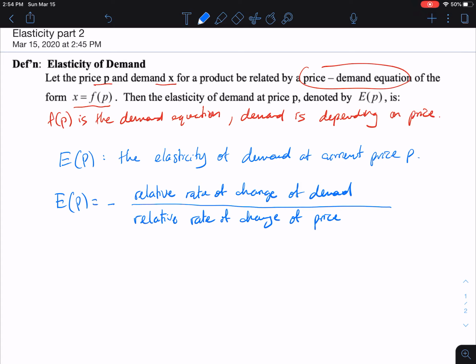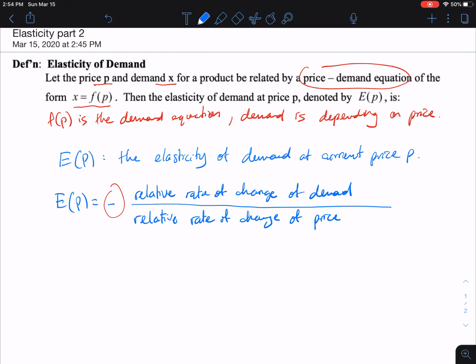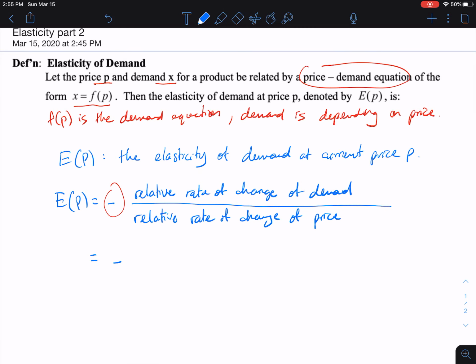In order for us to figure out the sensitivity or the elasticity of demand of that product at the current price P, we look at the ratio of the two derivatives in this case. We look at the relative rate of change of demand and the relative rate of change of the price. We're going to compare those two things. And I'll explain why we need that negative in a second. But recall from the last video, we defined the relative rate of change of demand as f prime of p over f of p.